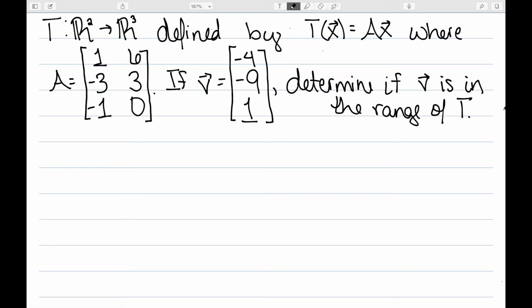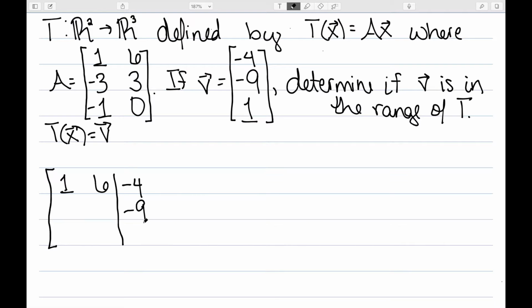Once again, I have my same transformation that I was dealing with before. And this time I have this vector v, negative 4, negative 9, 1. And I want to determine if v is in the range of T. So I want to know, is there an x such that T of x is equal to v? And this is exactly what we did in the last problem. So we're going to set it up exactly like the last problem. We know we're going to have to row reduce. We have our matrix A on the left and our vector v on the right.